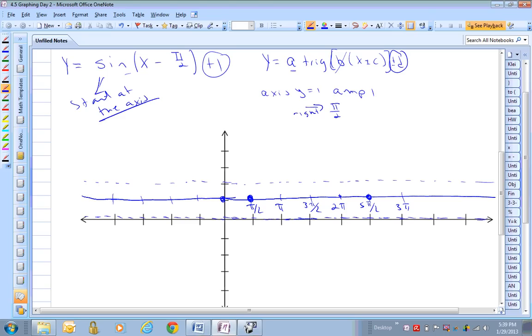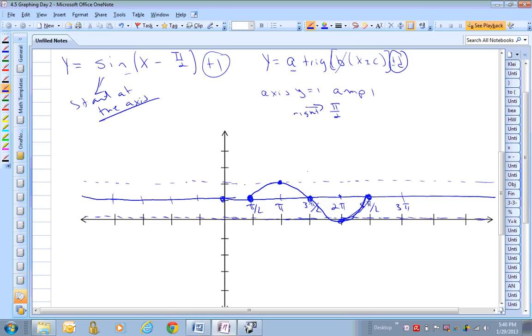Sine again starts at the axis, so this is where we'll start. There is no reflection, so we'll go to the top of the amplitude, back to the axis, bottom of the amplitude, back to the axis, and our graph will look something like that. You can see our domain runs from pi over 2 to 5 pi over 2, and our range is from 0 to 2 in this case.